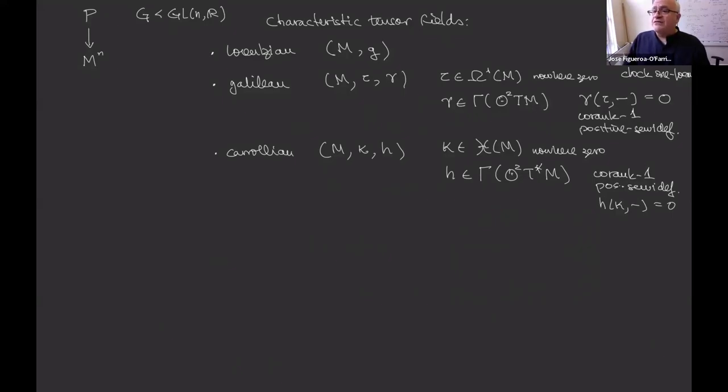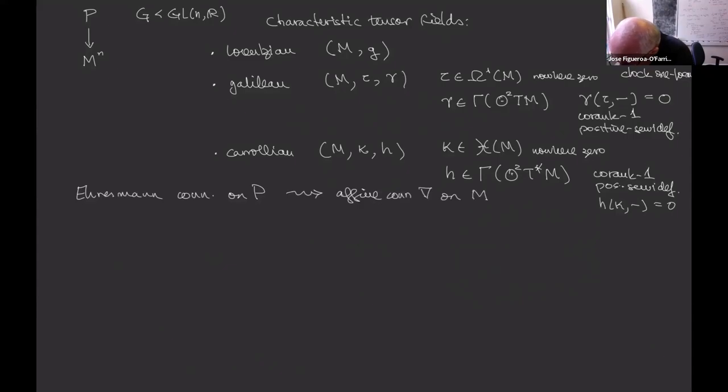And this affine connection has the property that it parallelizes the characteristic tensors, right? So let me just say it in words. An Ehresmann connection on P gives rise to an affine connection, let me call it nabla, on M, and if you have a characteristic tensor, one of these guys, this is parallel with respect to nabla.